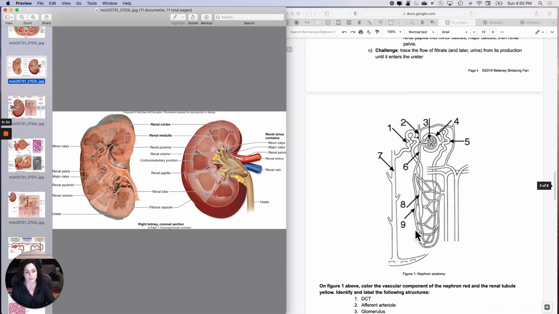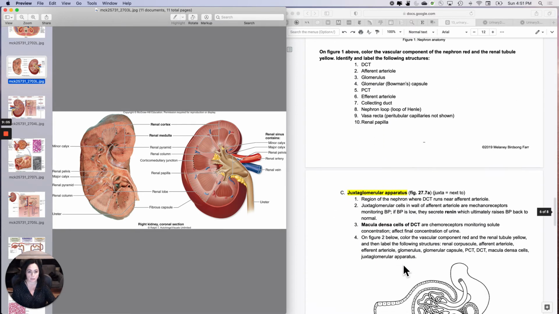So this is where you can follow the structure, and you'll be able to tell in this figure really easily the proximal convoluted tubule, descending, ascending, collecting duct. So this will help you to understand it and to label that.